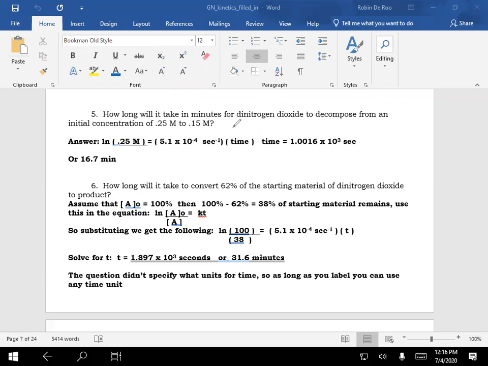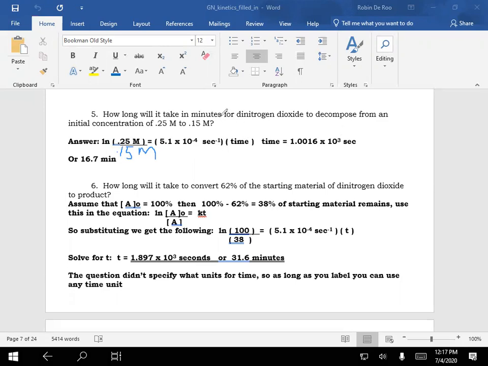So this is going from 0.25 molar to 0.15 molar. Looks like I left off the 0.15 molar. That should be in the bottom here. I forgot to type that in. And then we're solving for time. So we get our time is this many seconds.